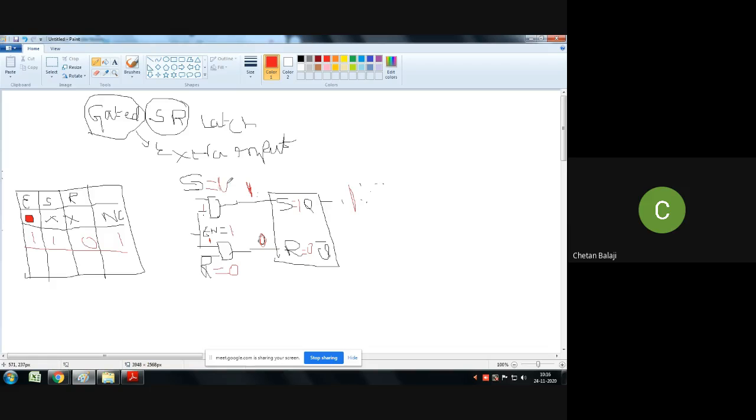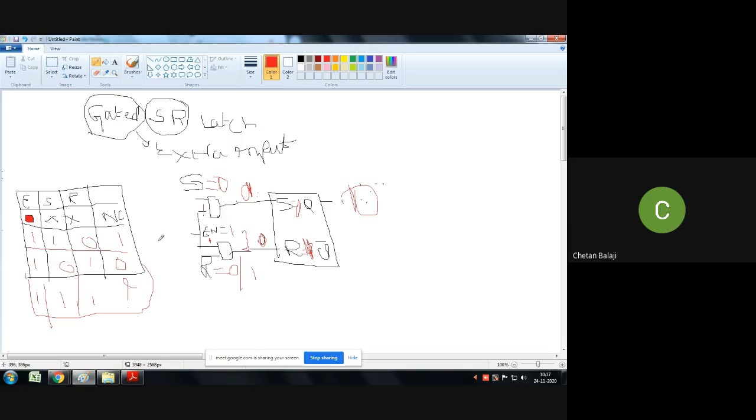Similarly, you make set as 0 and R as 1. Therefore, this becomes 1, this becomes 0. Reset becomes 1, set becomes 0, so output will be 0. Hence, if enable is 1, set is 0, R is 1, output will be 0. You need not worry about the last case. If enable is 1 and both are 1, it is again a don't care.